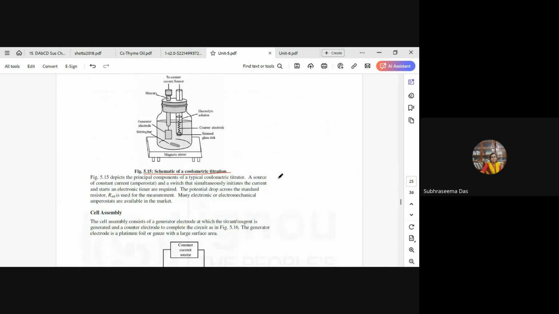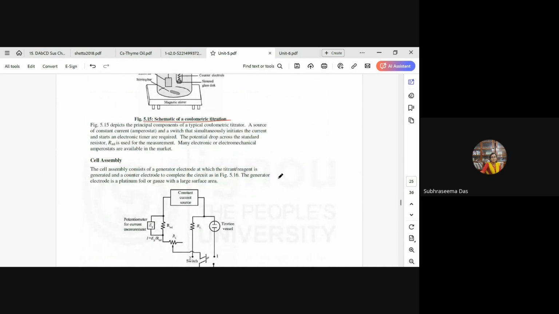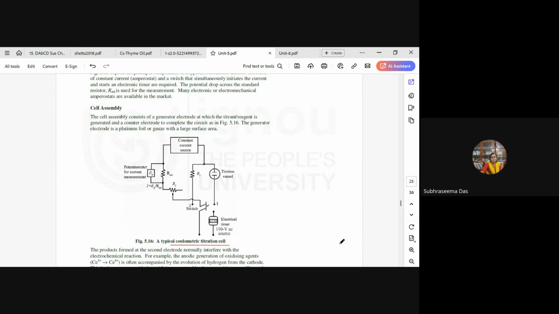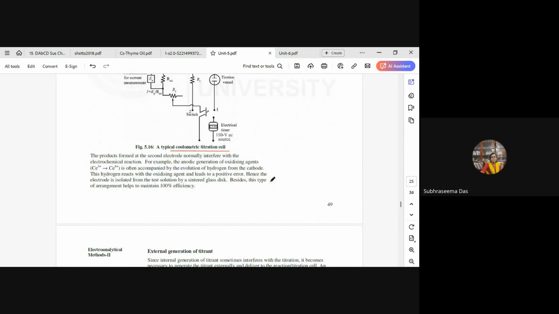This is a typical coulometric titrator. The cell assembly consists of a generator electrode at which the titrant is generated and a counter electrode to complete the circuit. Here it is the typical coulometric titration cell. The generator electrode is a platinum foil or gauze with a large surface area. The products formed at the secondary electrode normally interfere with the electrochemical reaction.